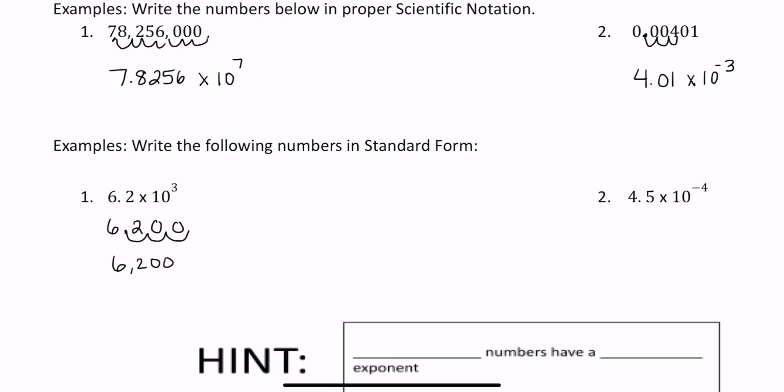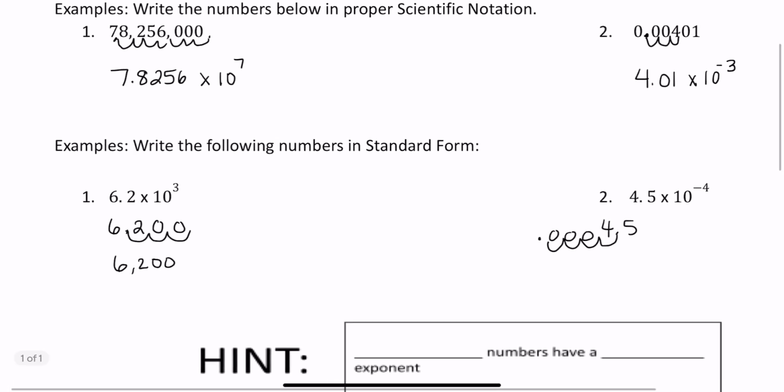In example 2, we have 4.5 times 10 to the power of negative 4. We're going to do the same thing, but this time I have a negative exponent, which means my number is going to be smaller. So I'm going to take my decimal place and move it 4 times to make my number smaller because it's a negative exponent. So 1, 2, 3, 4. In this case, I have 3 zeros I have to fill in, and because it's a small number, I need to include that decimal. So my standard form answer for 4.5 times 10 to the power of negative 4 is 0.00045.